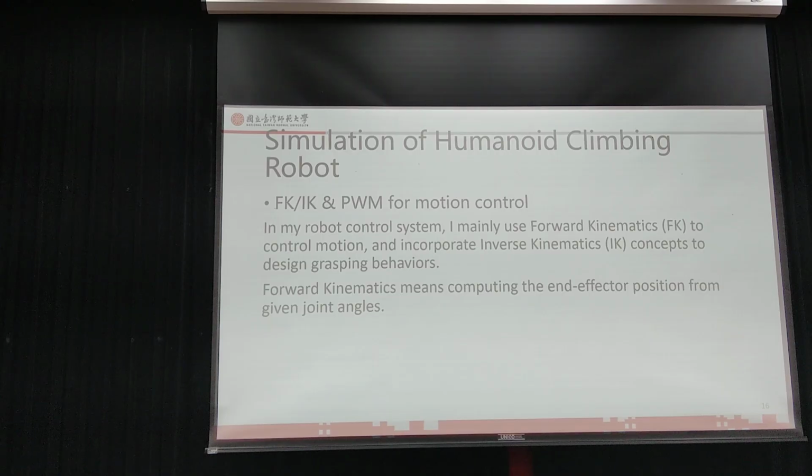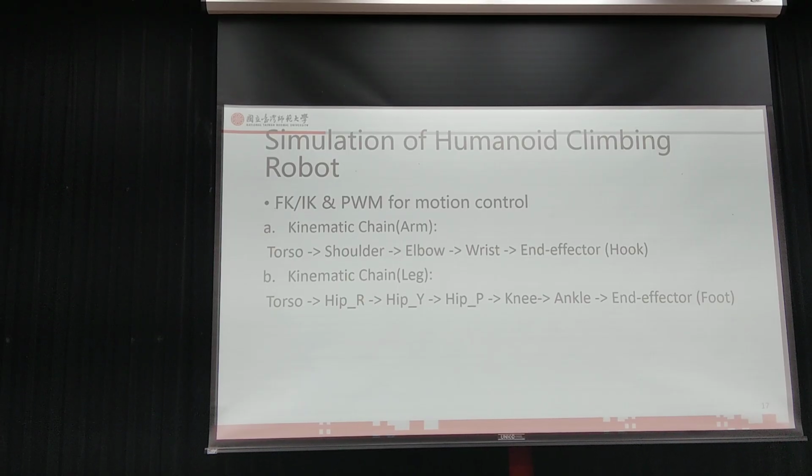And in my system, I mainly use forward kinematics to control motion. This means calculating the position of an end effector based on the joint angles. The robot's motion is defined by kinematic chains.